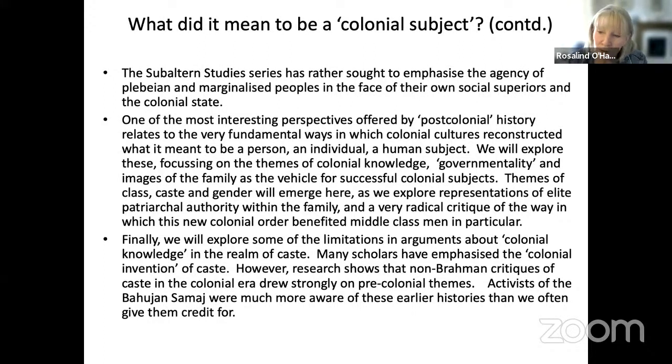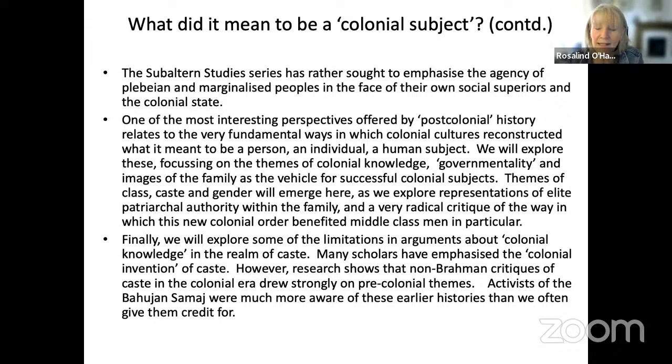And I also want to think about the family, particularly the role of the family in the colonial era as something like a vehicle for successful colonial subjects. It's in the family, I think, that we can see these themes of class, caste, and gender interacting with each other, particularly during the process in which the authority of the patriarchal family was reconstructed during the colonial era, and particularly in regard to property rights. And we'll be coming back to that.